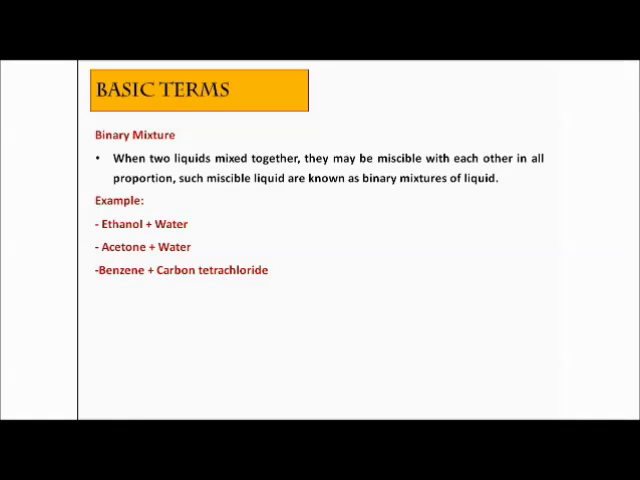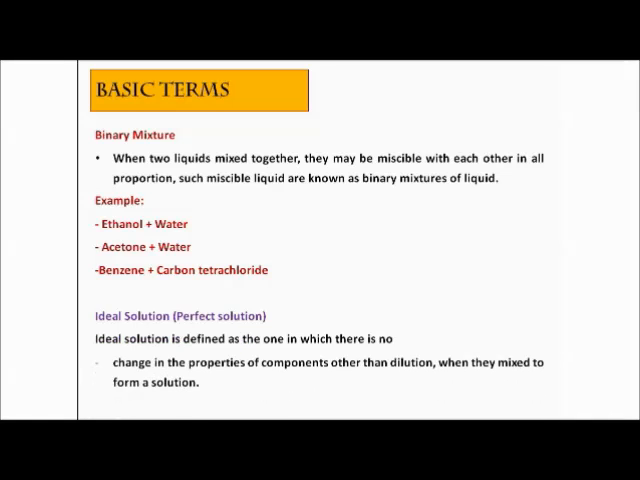For example, we have ethanol plus water, acetone plus water, benzene plus carbon tetrachloride. These are the examples. Ethanol and water can be mixed in any proportion. Acetone and water can be mixed in any proportion. Benzene and carbon tetrachloride can be mixed in any proportion. Next is the ideal solution or perfect solution. So what is a perfect solution?